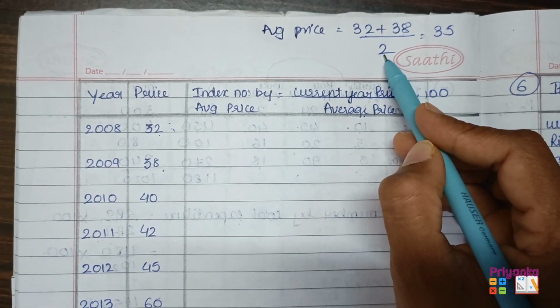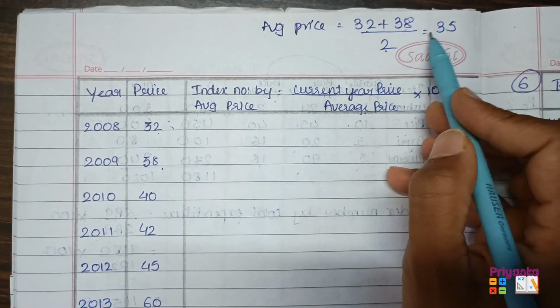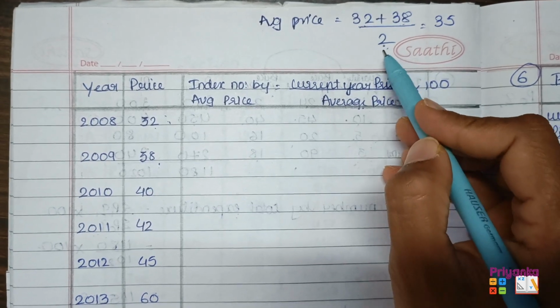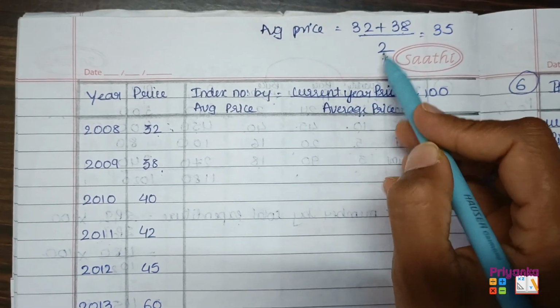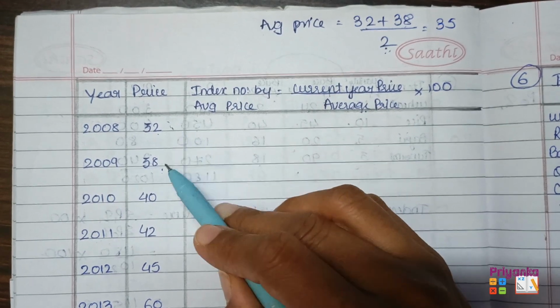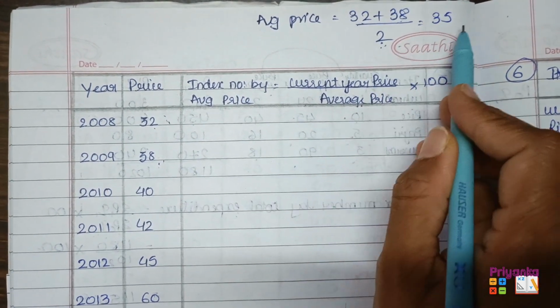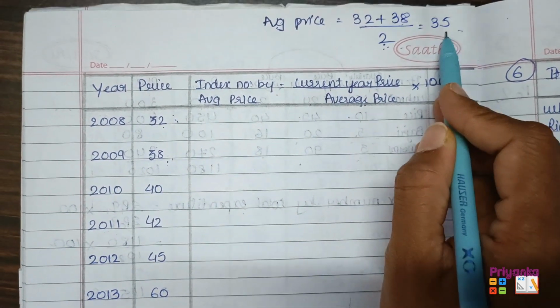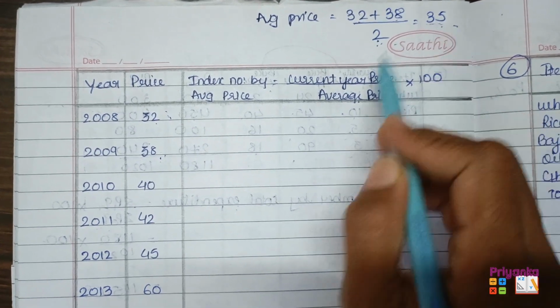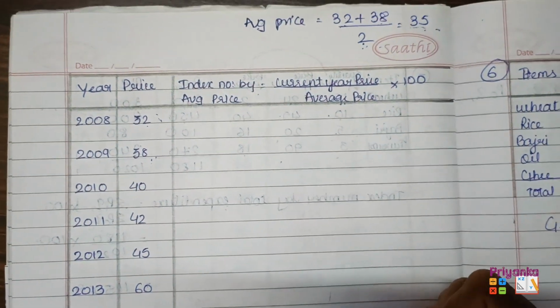If you are given more than 2 years, then here you have to increase the number as per the information given in the question. So here I add up 32 plus 38, divide by 2, and I got the average price 35, which will remain 35 in each and every year as an average.